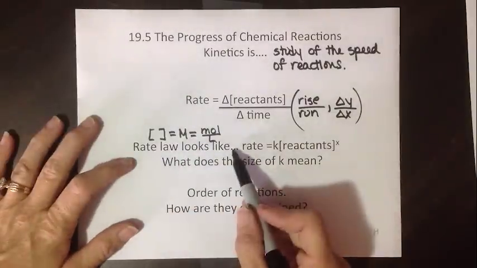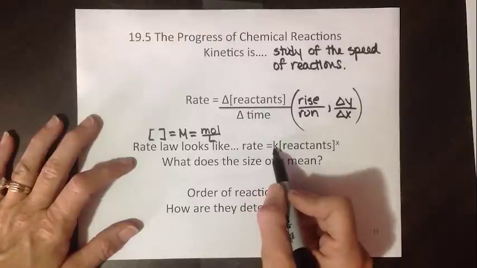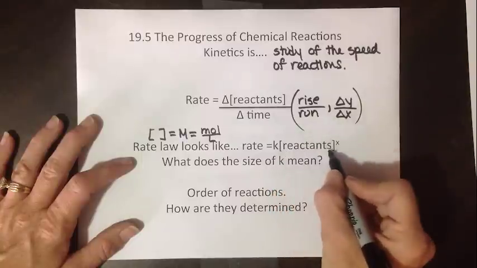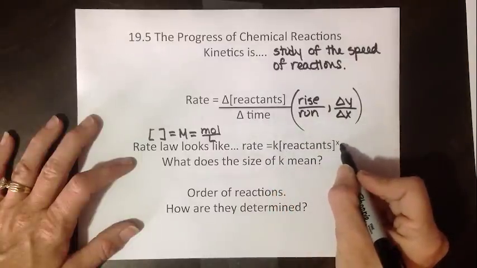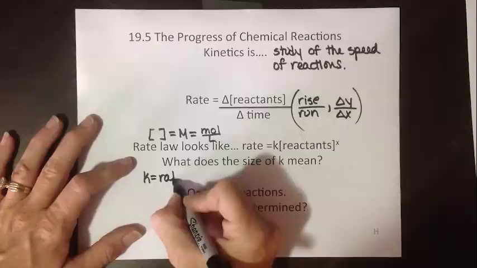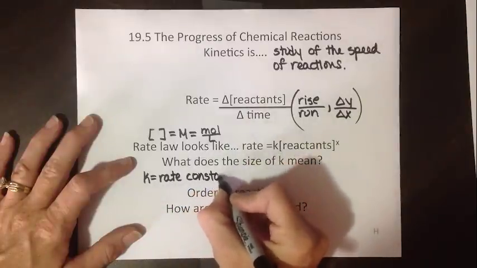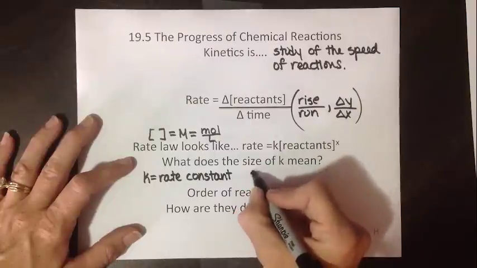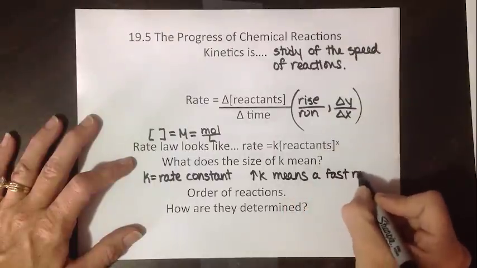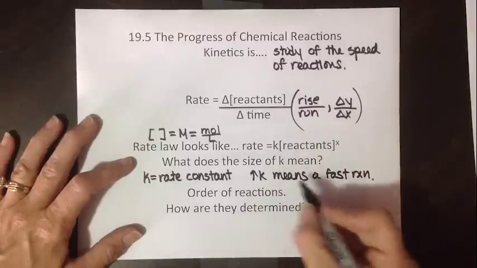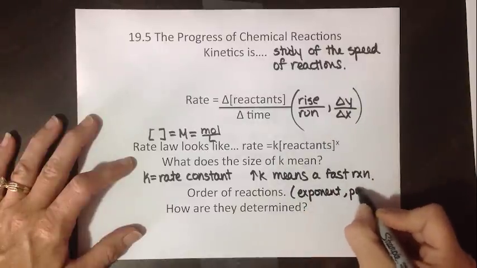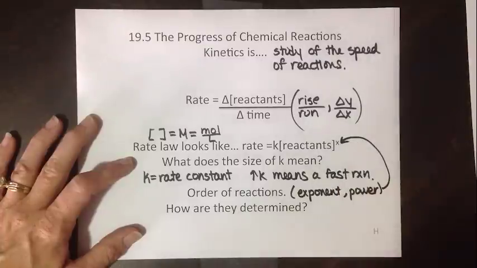So we'll work with rate laws, and what we'll do is say the rate, or the speed of the reaction, equals k times the concentration of the reactants raised to some unknown power. So let's go through this. What does the size of k mean? Well, k is the rate constant. A large k means a fast reaction. And then the order of reactions is really just the exponent, or the power. And we'll talk about that a little bit.